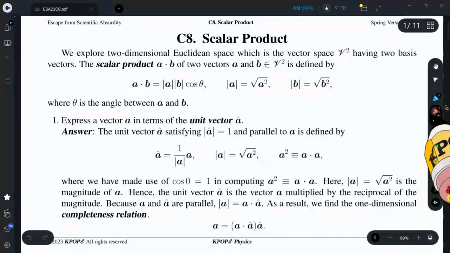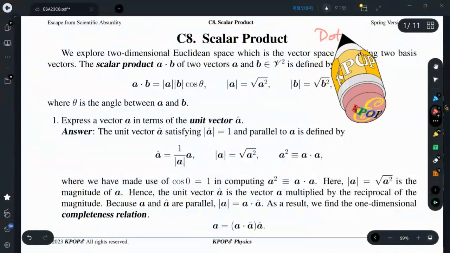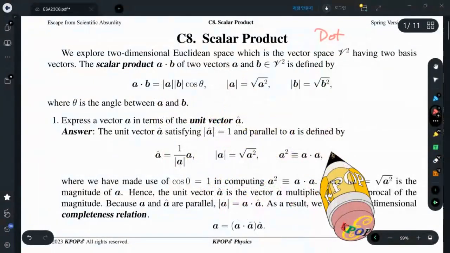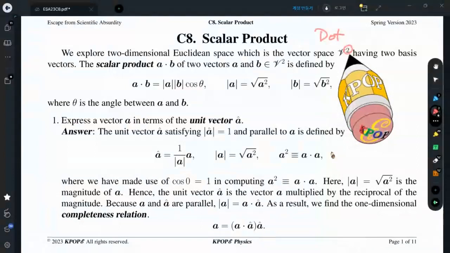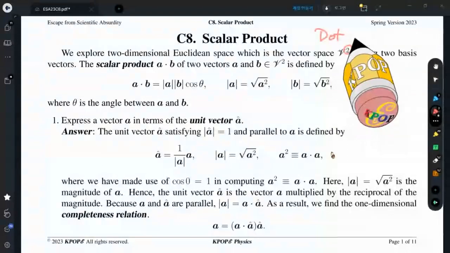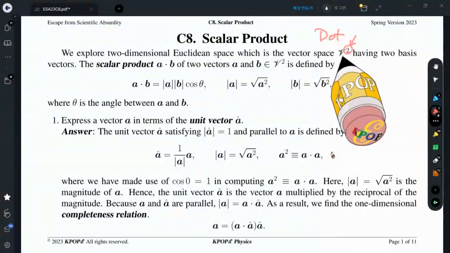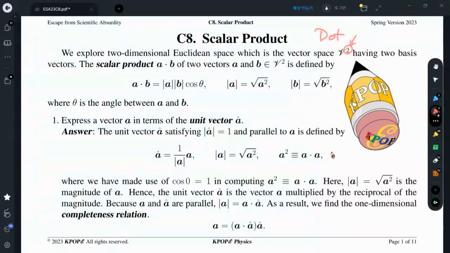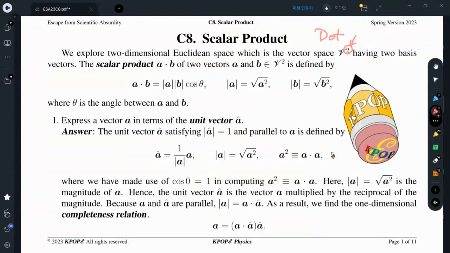Today we study C8, a scalar product, which is also called the dot product. We explore two-dimensional Euclidean space, which is the vector space. We usually put the superscript 2 to denote the dimensions of a vector space. So this dimension is a mathematical dimension, the number of linearly independent vectors available in a vector space. Okay, so two-dimensional Euclidean space is equivalent to the two-dimensional vector space.